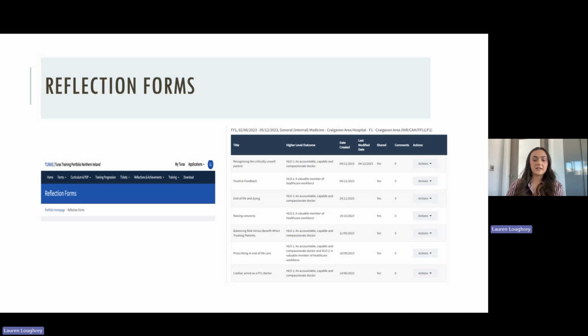Reflection should be used to highlight and learn from both positive and negative experiences in order to demonstrate professional development. You can choose to reflect on things that have gone well, things that did not go so well, and on difficult patient encounters. You can also reflect on different FPCs, for example, personal well-being and raising concerns. Some examples of things I reflected on in F1 were receiving positive feedback from staff and patients, reflecting on my first cardiac arrest as an F1, and on raising concerns.